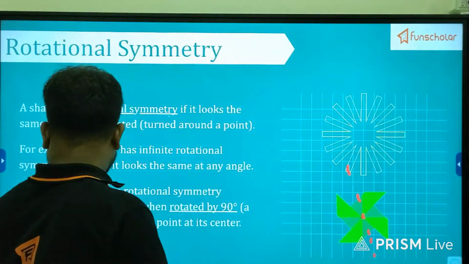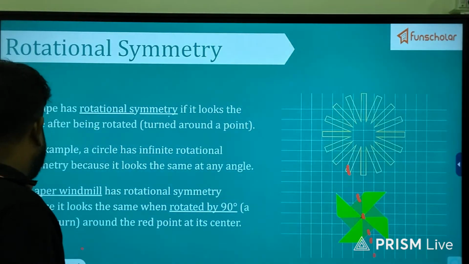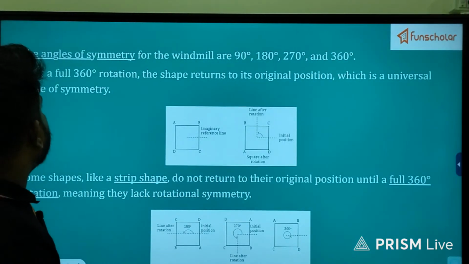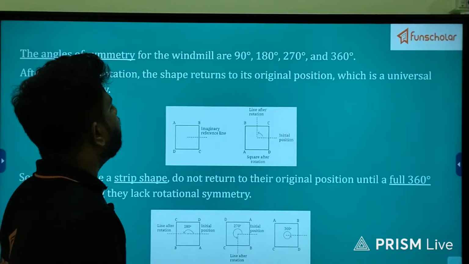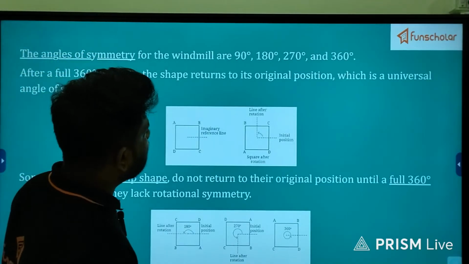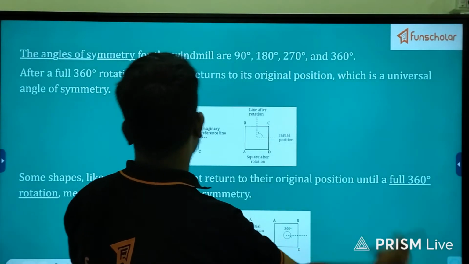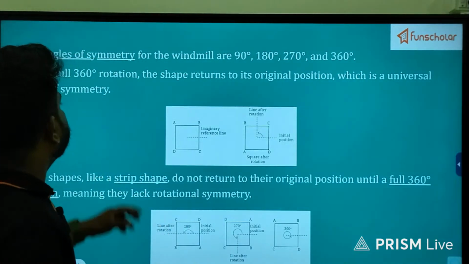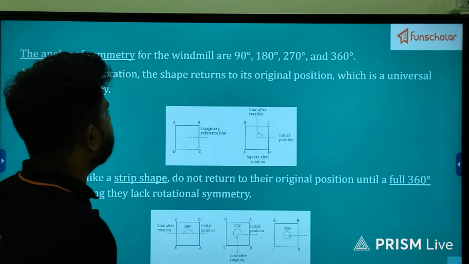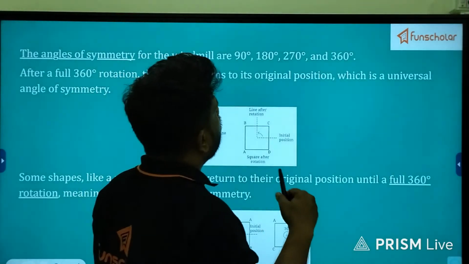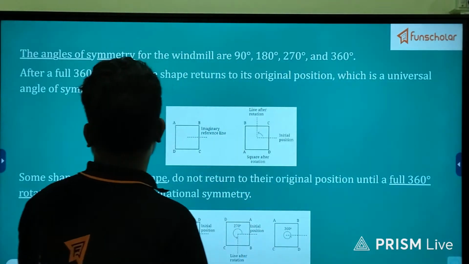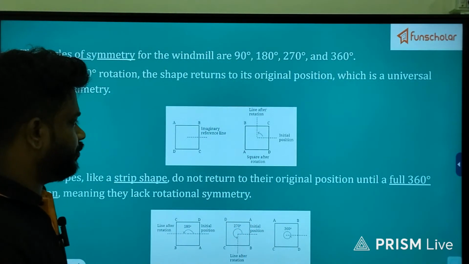Okay, let's go next. The angles of symmetry for the windmill are 90 degrees, 180 degrees, 270 degrees and 360 degrees. After a full 360-degree rotation, the shape returns to its original position, which is a universal angle of symmetry.